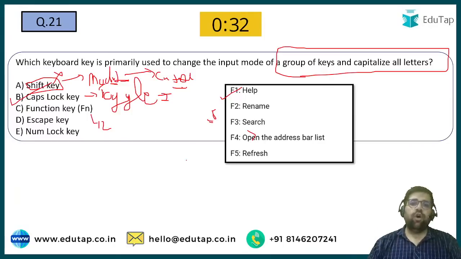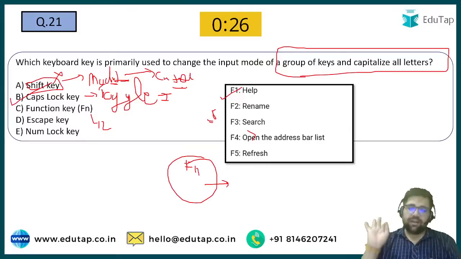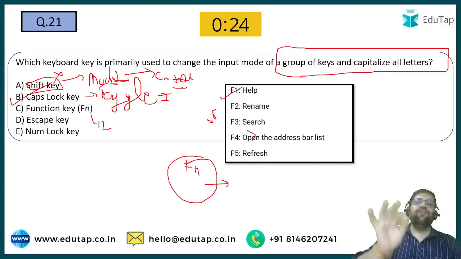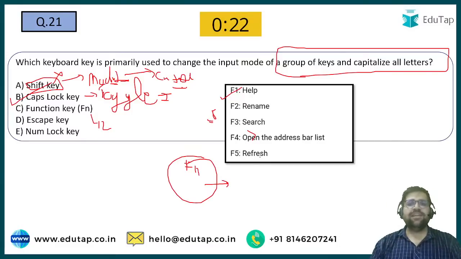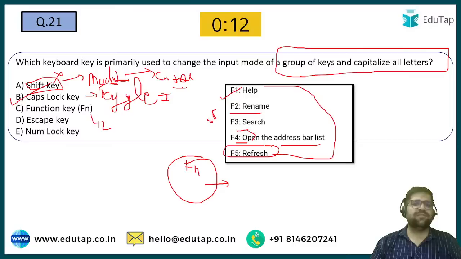Along with it, you also have to remember the function of F11. Now, my billion dollar question is, what does F11 do? As simple as that. F1 is help, F2 is rename. Everyone should know that F2 is rename, F3 is search, F4 is about the address bar list, and F5, world famous, is refresh.